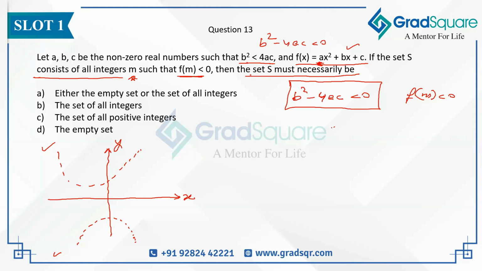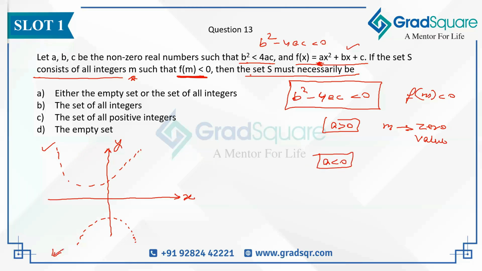So now let's consider the case where a is greater than 0. That means you are looking at the graph which is upward open. Now what will you say? For how many integer values m will f of m turn out to be less than 0? Zero values. So in this case, S will have zero values. Isn't it?